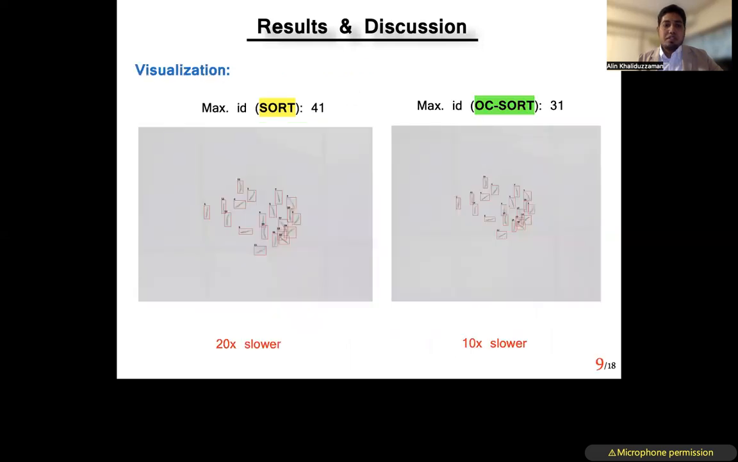So here we can see more clearly the tracking results of SORT and OC-SORT. Let's see here. The left side is SORT and the right side is OC-SORT. And about the identity loss, most of the time identity loss occurs when the fish merge with each other or cross each other.